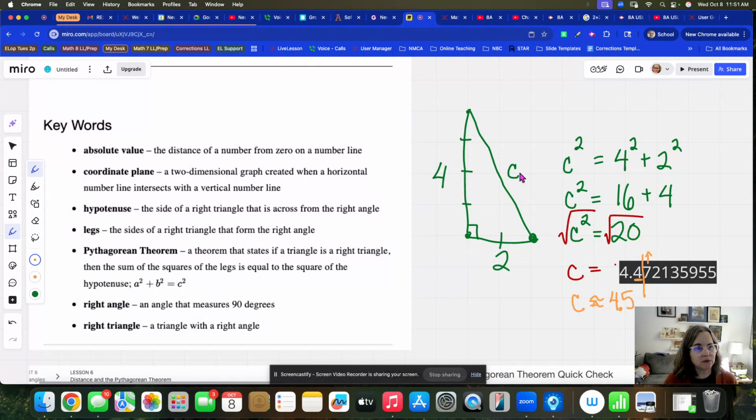4.5. Okay, and when you're done, your answer has to be longer than the other two sides, and it shouldn't be a wildly different number than the other two sides. Okay, so that's what we're doing here, and the grid that they're going to give you is going to be a map grid.